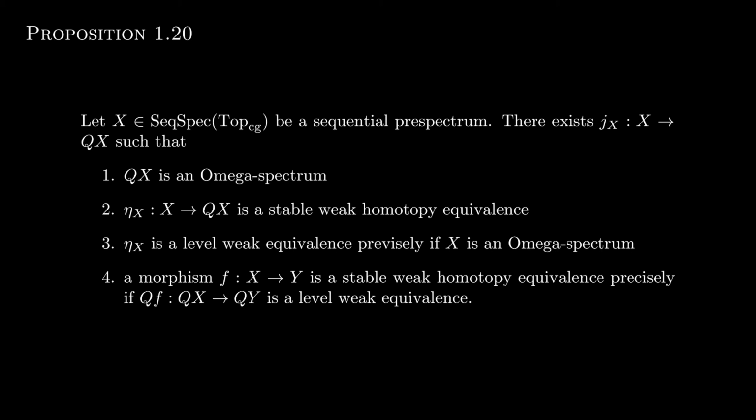Furthermore, this map actually becomes a strict or level weak equivalence precisely if X was already an omega spectrum. Furthermore, two sequential spectra are stably weak homotopy equivalent precisely if their corresponding omega spectra are level or strict weak equivalent. But now we need to actually construct QX, and after that we'll return to this proposition and prove it.